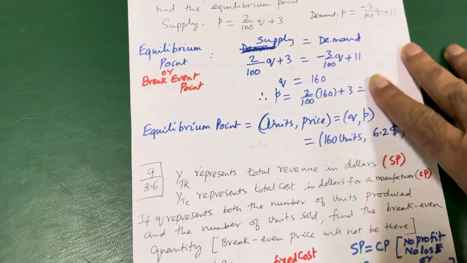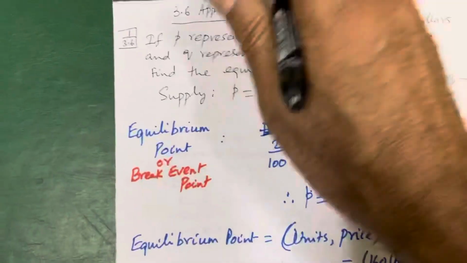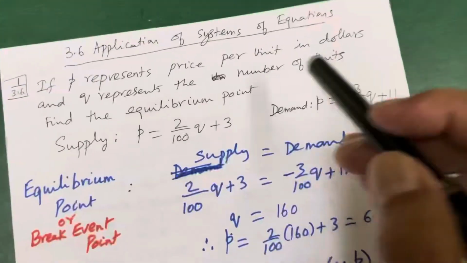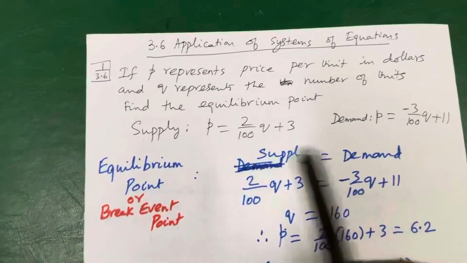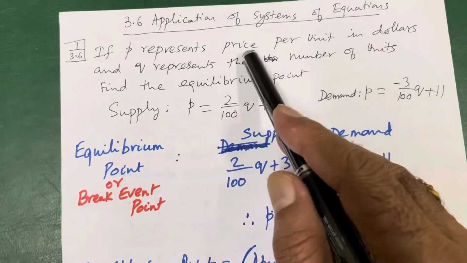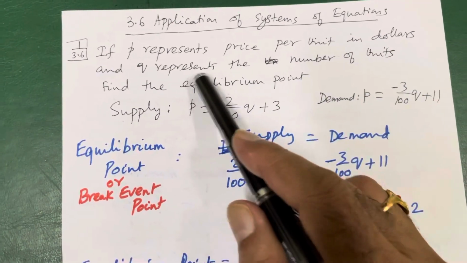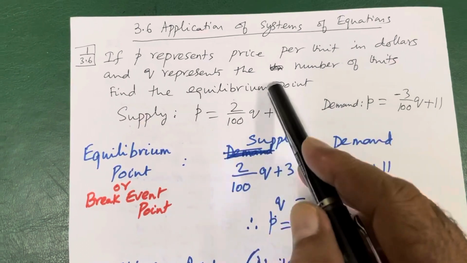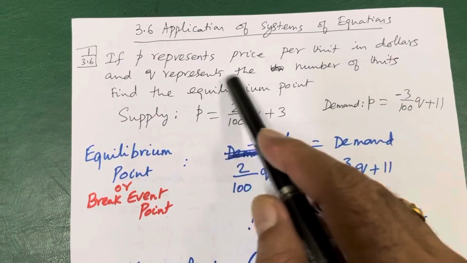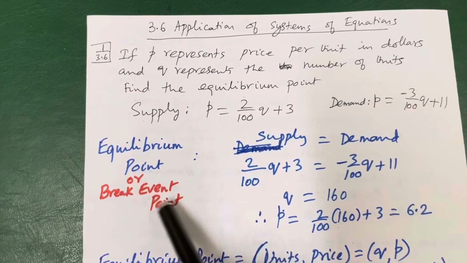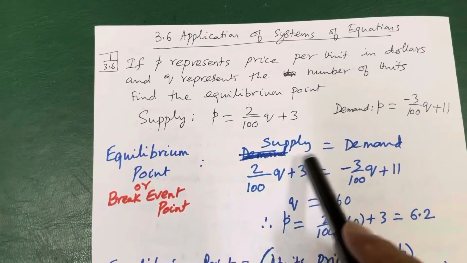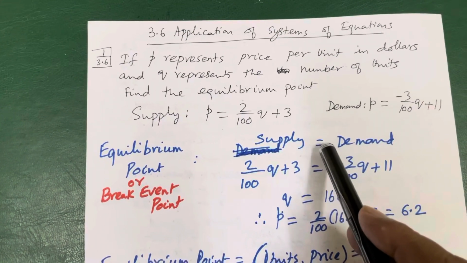Application of system of equations. See here, these are very important. They will come in the quizzes and the final examination. If P represents the price per unit in dollars and Q represents the number of units, find the equilibrium point. Equilibrium or break-even point means equal.